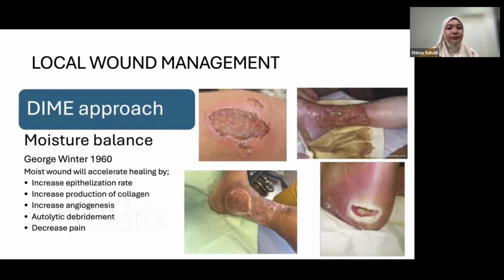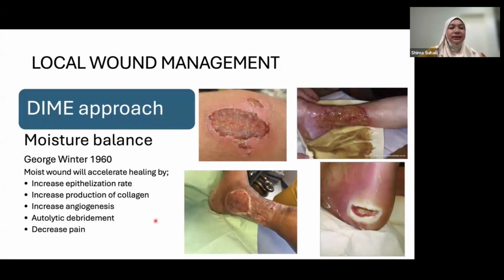Okay, the third step is the moisture balance. For good wound healing, the wound must be moist. It cannot be too dry, and it cannot be too wet like this. This one already has maceration, meaning the wound is very wet. A good wound will be very moist.